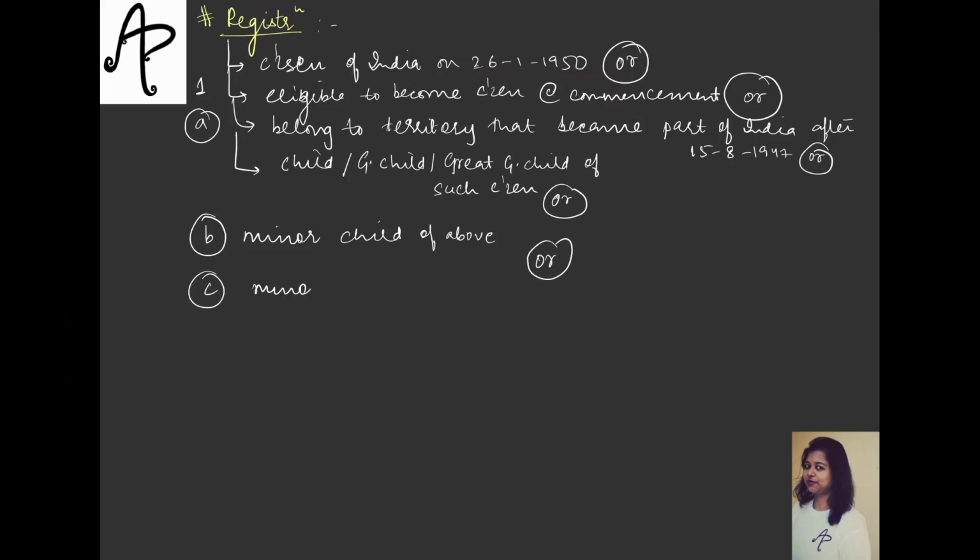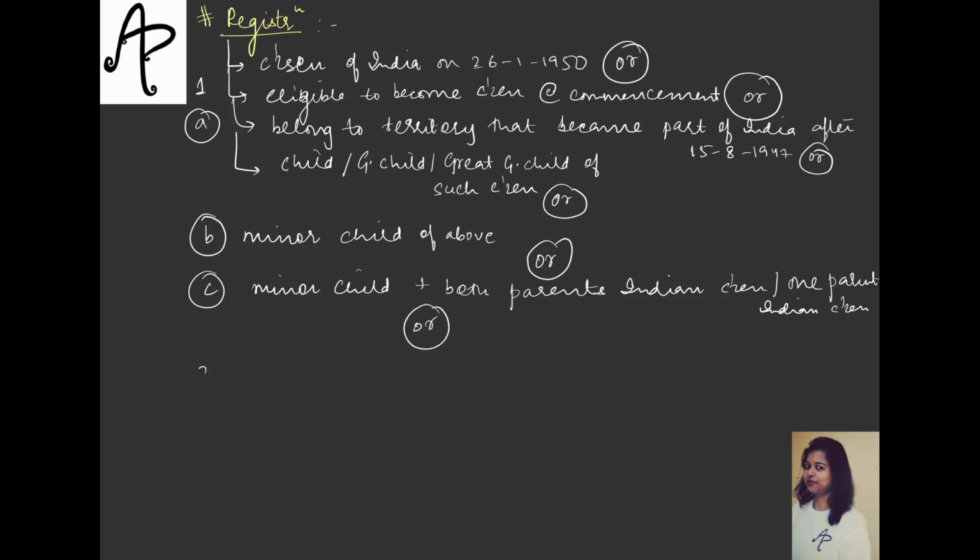In the third, minor child and both parents are Indian citizens or one parent is an Indian citizen, like any of the criteria can be fulfilled. You know that there are so many criteria to be considered. Spouse of foreign origin. These pointers are important because when we go ahead and talk about cancellation, and also renunciation, these points become important. Therefore you have to know who can become one and then who can also be removed.